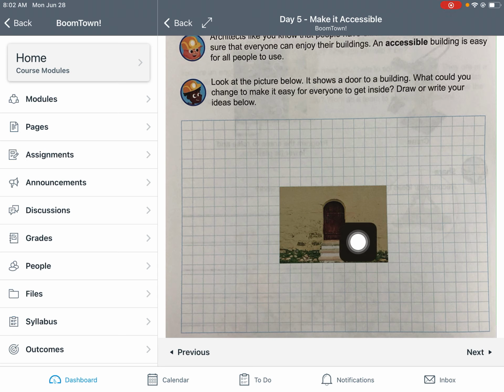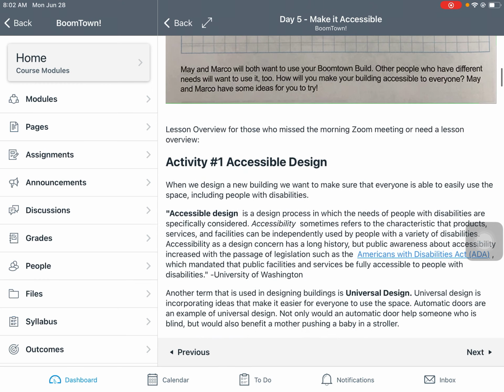One more thing to notice, there's no signs around the door. How do we know where this door goes or what this is for? So signage is also important, especially for those who might be blind or colorblind or have vision impairment. So just think about all these different things to make buildings as accessible and easy for all people to use.